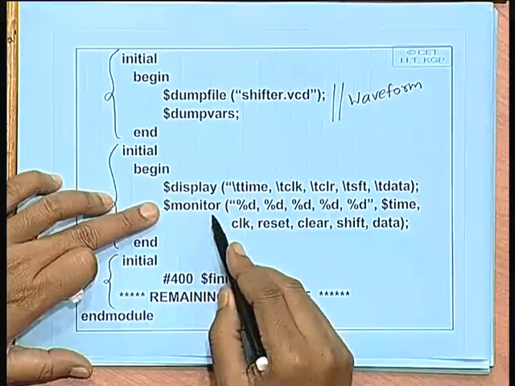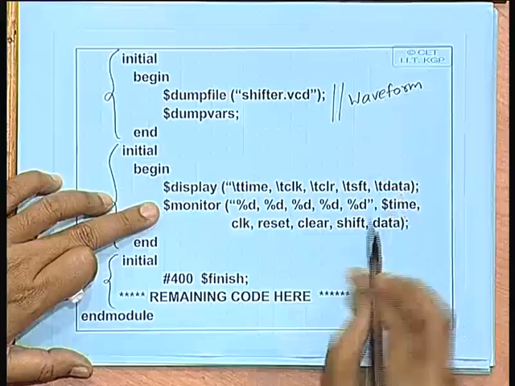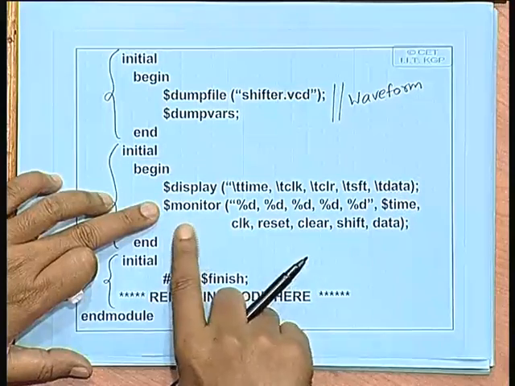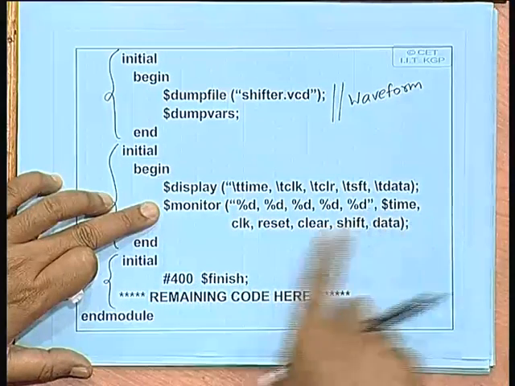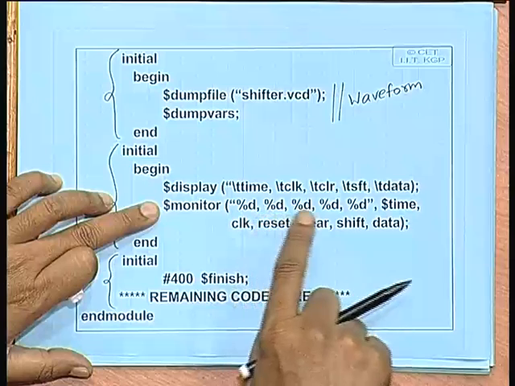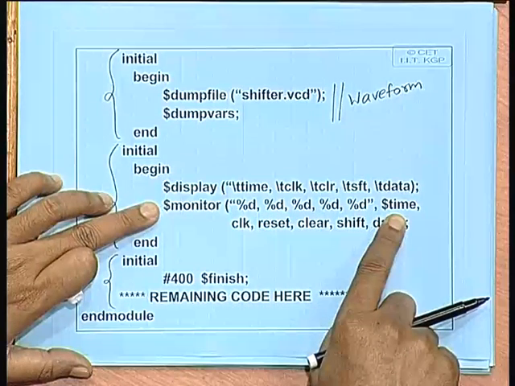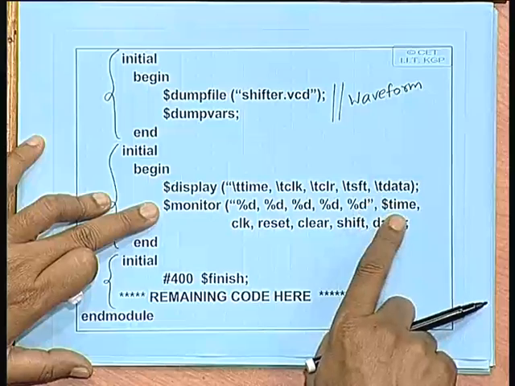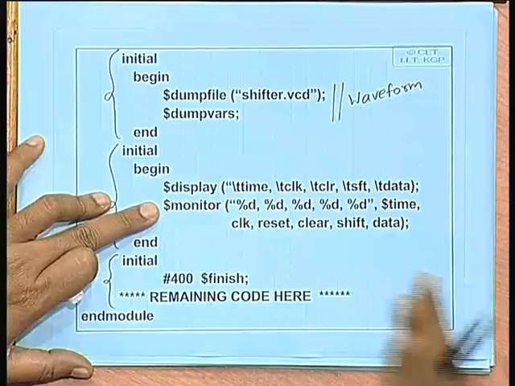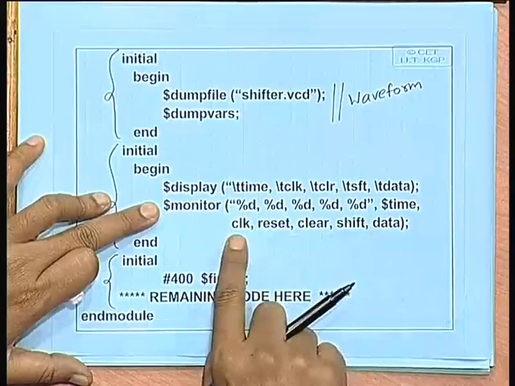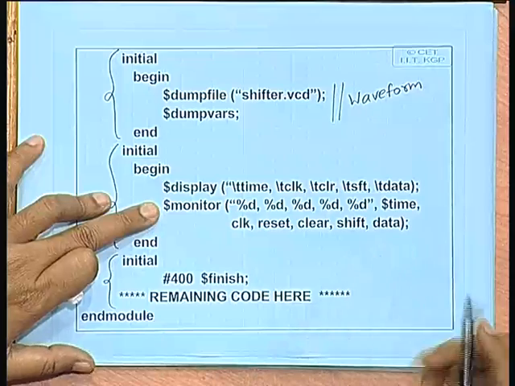This is followed by the monitor command. Display is executed immediately, so the header is displayed. Monitor is like a printf statement again. You see, there are 5 things you want to display: time, this is the simulation time, $time, as the simulation time unit is advancing 1, 10, 20, whatever; clock, reset, clear, shift, data.